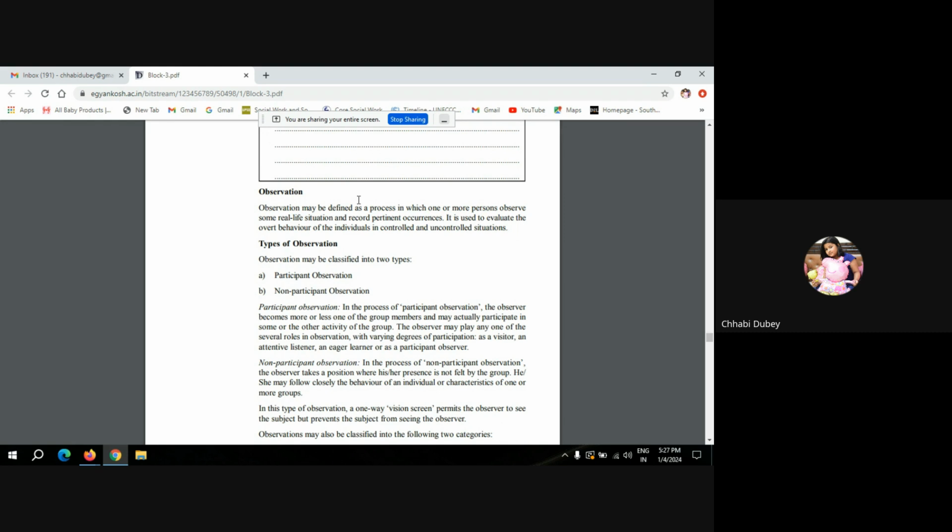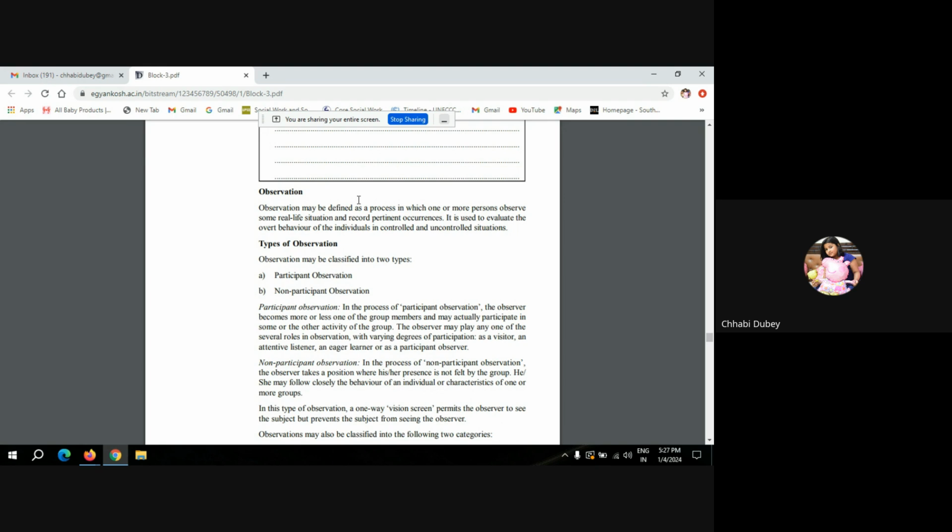Next tool is called observation. Observation, as we have already seen, basically means observing the persons, or the real life situations, and then recording the pertinent occurrences. So there are two types of observations here. One is known as the participant observation, and the second is known as the non-participant observation. Generally, in a participant observation, the observer or the researcher becomes more or less one of the group members who are actually participating in the research process.